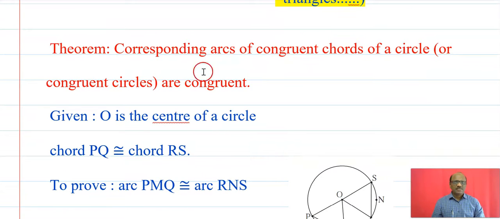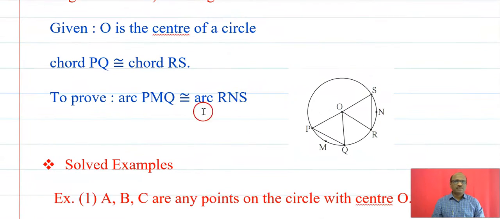Now the next theorem: the corresponding arcs of congruent chords of a circle are congruent. That is, in the figure, we are given that chord PQ is congruent to chord SR. What we want to prove is that arc PMQ is congruent to arc RNS. We can prove this theorem.